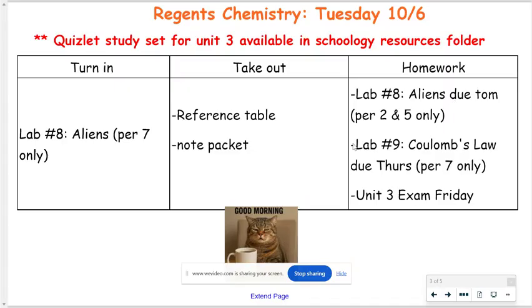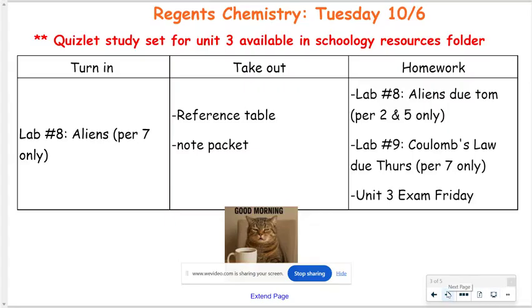If you are in period 7 only, the lab you do next period, Coulombs law, that will be due on Thursday. And then the other homework is your Unit 3 exam, which is on Friday. So once again, periods 2 and 5, finish that aliens lab. Period 7, finish that Coulombs law lab that you'll be doing next period.